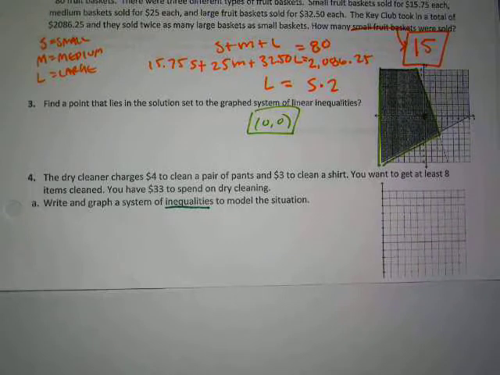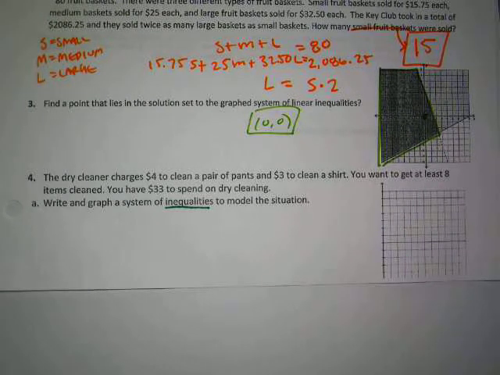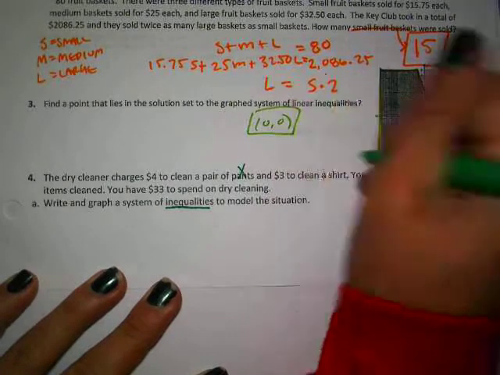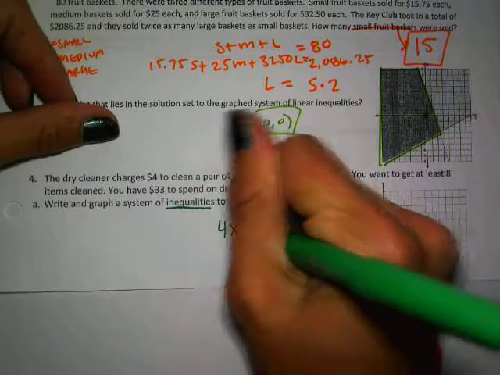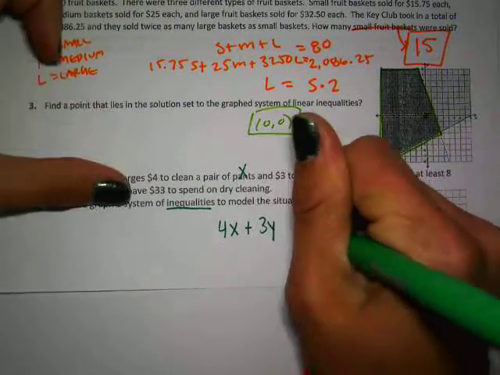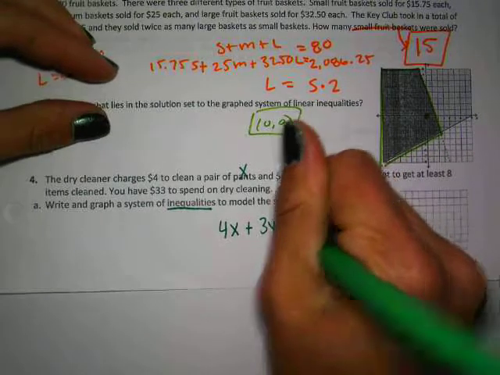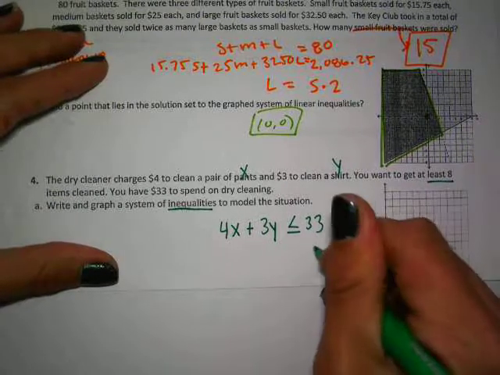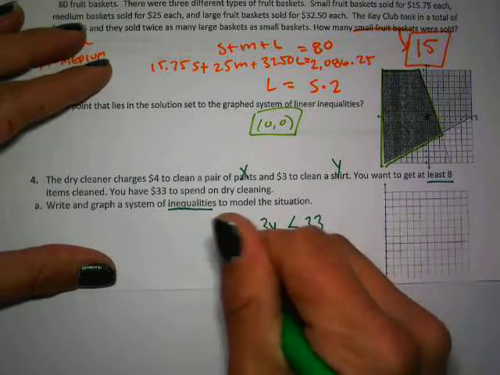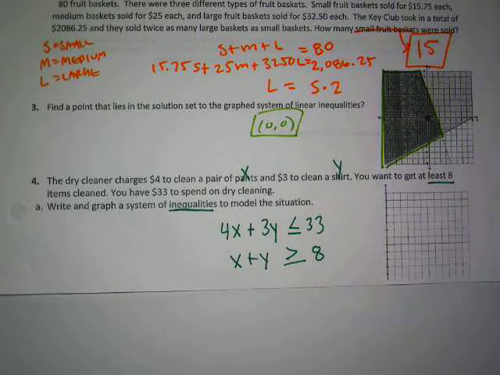So because it says inequalities and it has this word at least, you know it's going to be a greater than or a less than sign. I'm going to make pants X. I'm going to make shirts Y. So 4X plus 3Y, and the money that I have to spend is 33. And I cannot go any bigger than 33 because that is all the money I have to spend. So my alligator is going to eat 33. And I need at least 8 items. So X plus Y can be greater than or equal to 8 because I need at least 8.